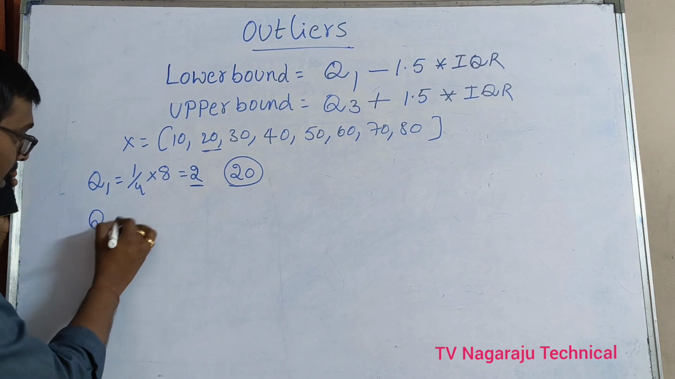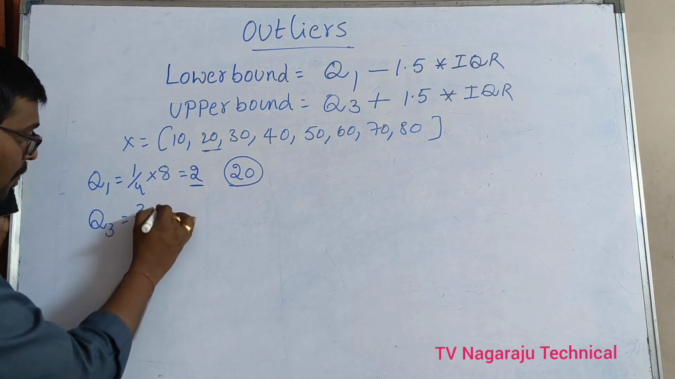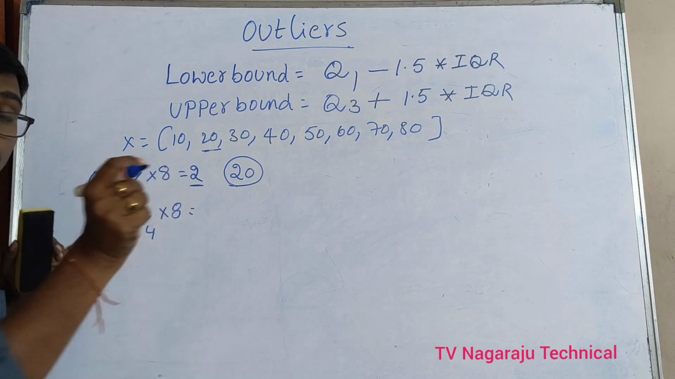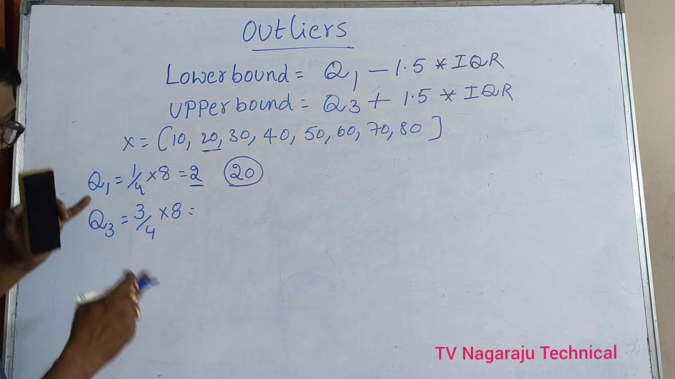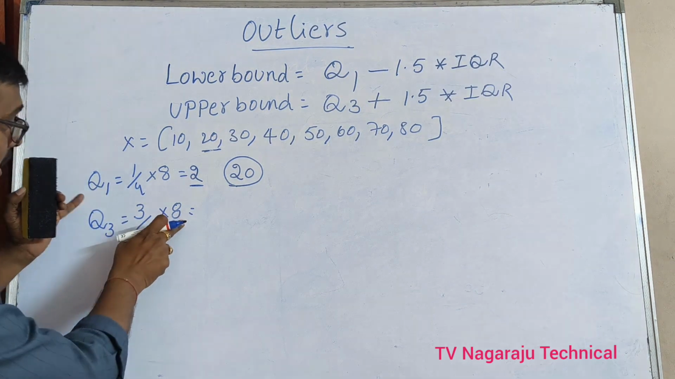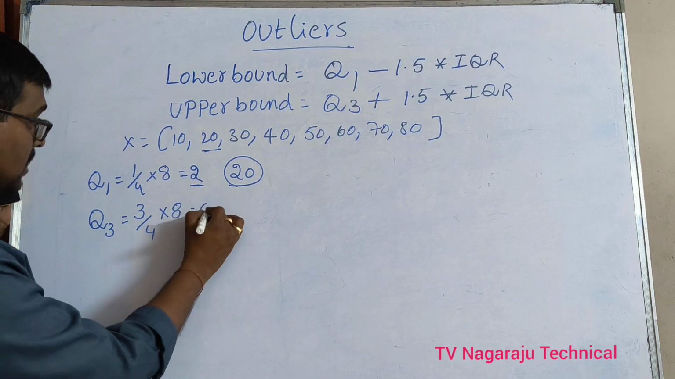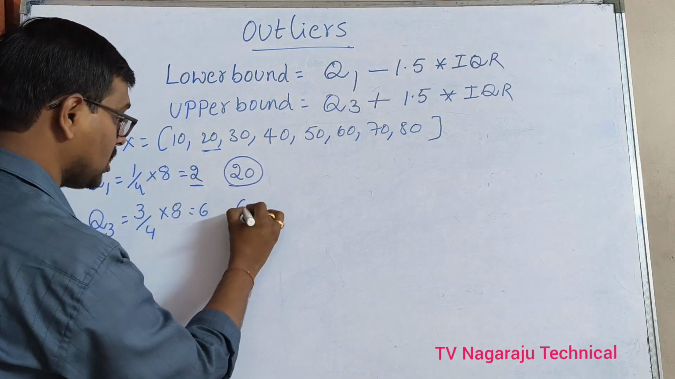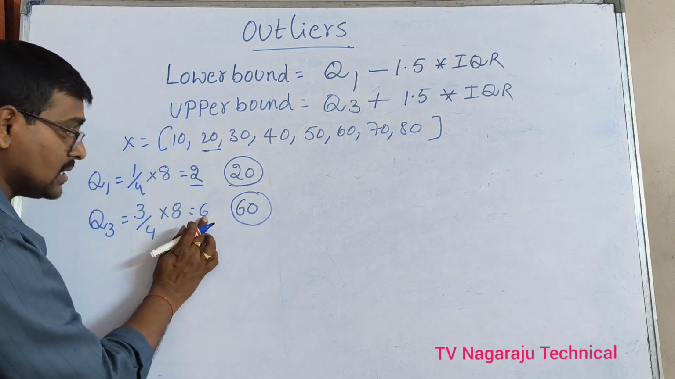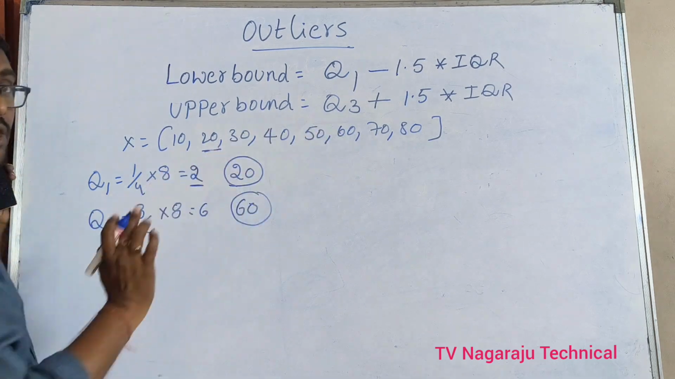Now calculate Q3. Q3 means the 75th percentile, 75 by 100 into 8. So 6. What is the sixth element? 60. So at index 6, my Q3 is 60.